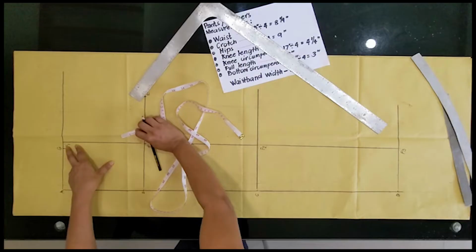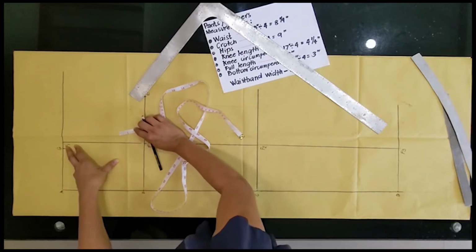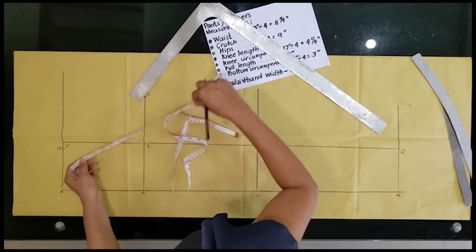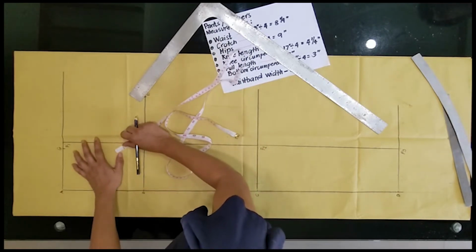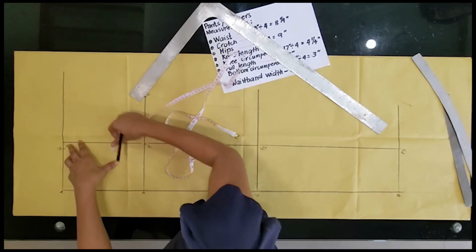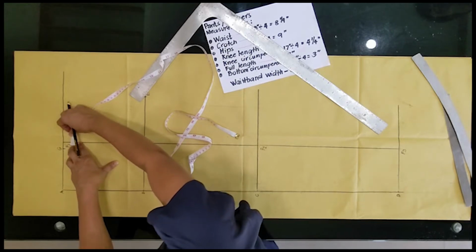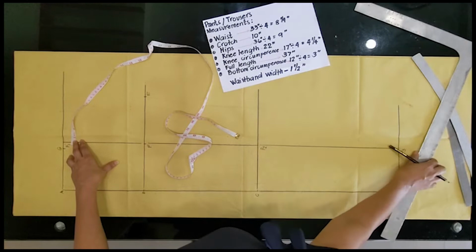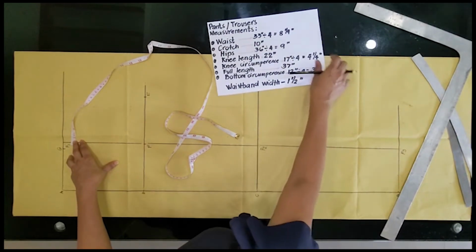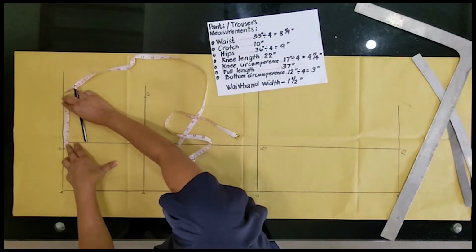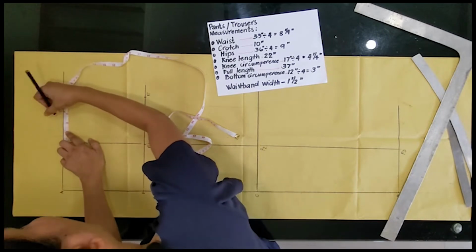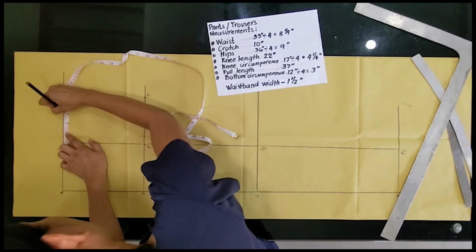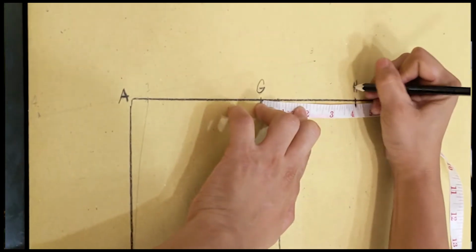Okay, so point G to H is 1/4 of waist circumference divided by 2. So our 1/4 of waist circumference is 8 and 1/4. So divided by 2 is equal to 4 and 1/8. So this would be letter H.